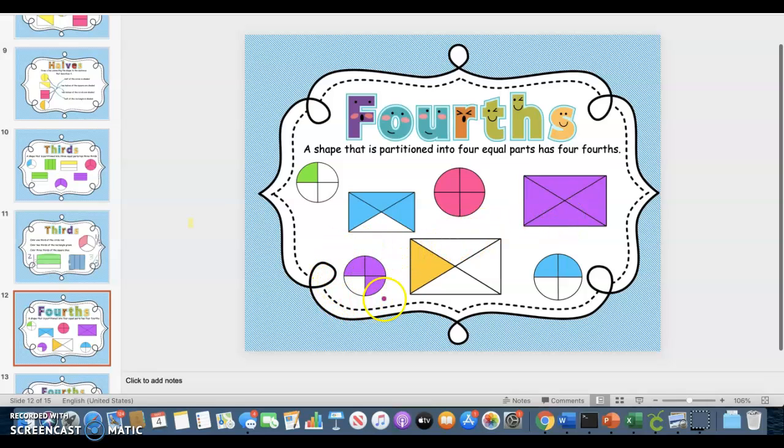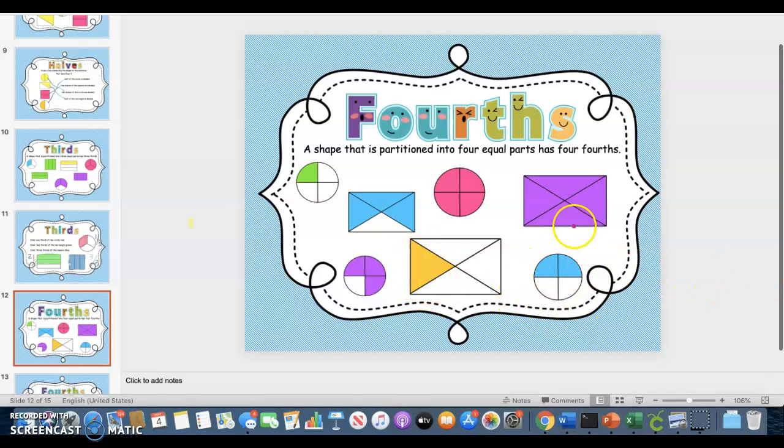This circle has been broken up into fourths, 4 equal parts, and 1, 2, 3/4 have been shaded. This rectangle has been broken up into how many parts? That's right, 4. When something is broken up into 4, we say fourths. And how many of the parts have been shaded? Yeah, just 1. 1/4 of the rectangle has been shaded.